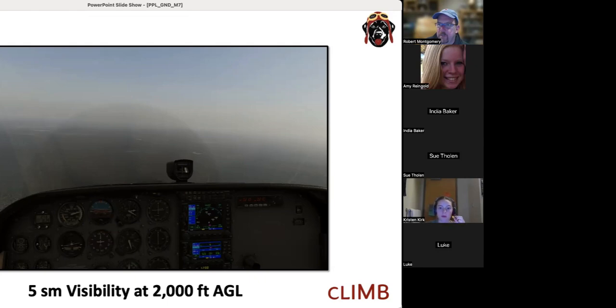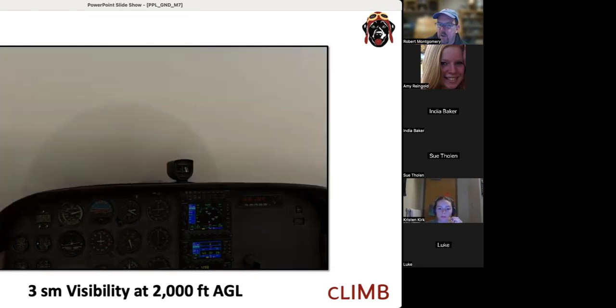Okay. If I go one more, that's 3 miles. This is from 2,000 feet. We don't usually fly around at 2,000 feet. We're usually at least 3,000 feet, if not higher. And you can see at 3 miles visibility, if you look down to the side, you can see some stuff. But looking straight ahead, all you're seeing is haze.